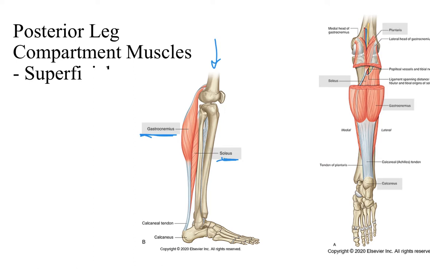And then the final superficial muscle that we're going to see is right here, called the plantaris muscle, and we'll see that it's a really small muscle right here behind the gastrocnemius and soleus, but its tendon is rather long. And so we'll see what that does and how it plays into the functioning of the leg in the next couple slides.